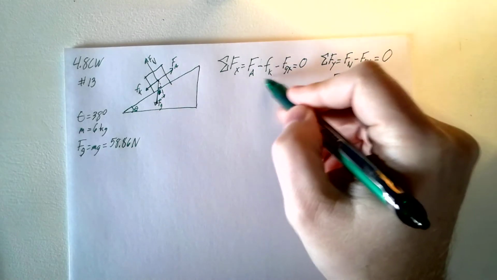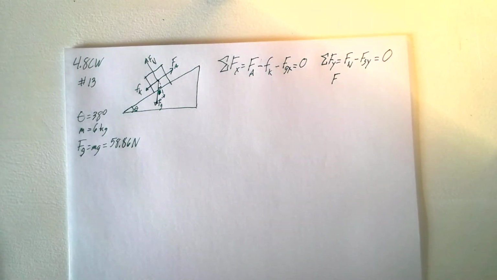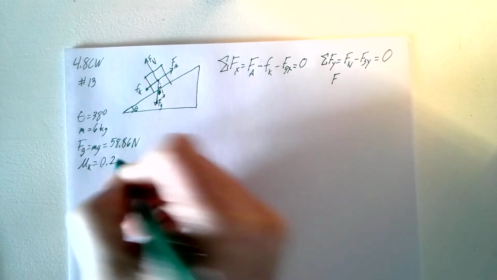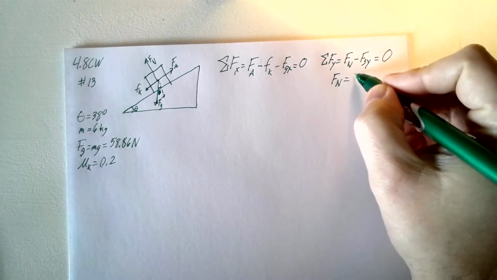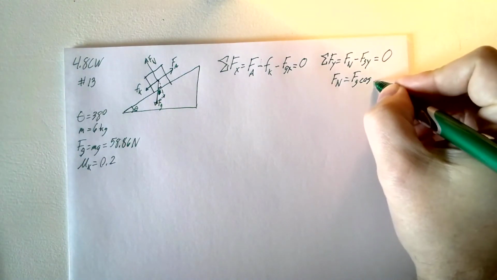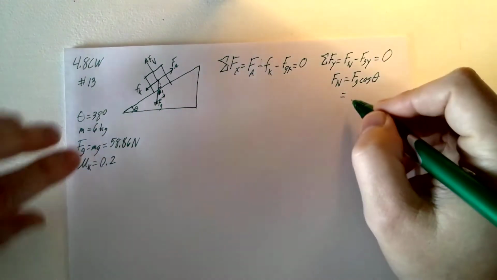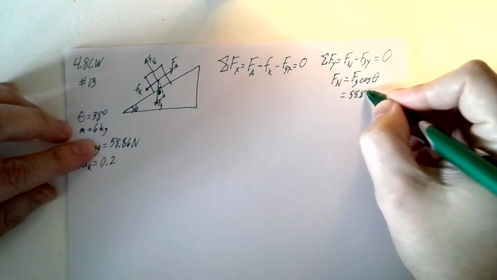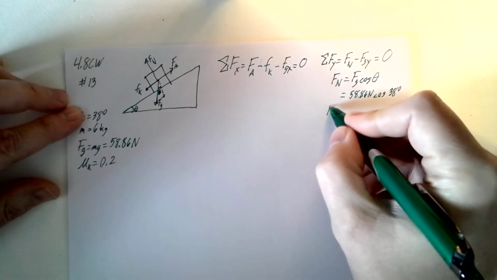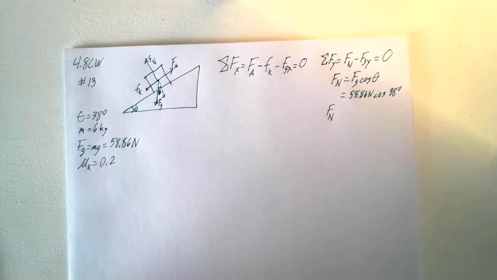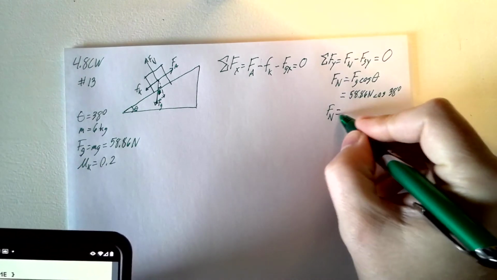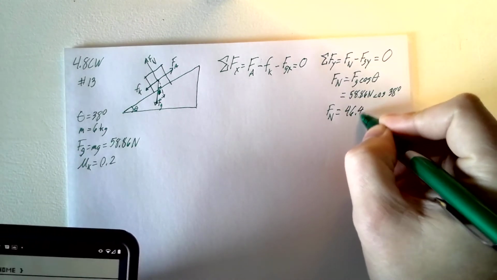So since we're dealing with friction here, and we have a coefficient of friction, I forgot to put that down, 0.2, we know we're going to need the normal force, which is Fg y, Fg cosine of the angle, our Fg 58.86 newtons, cosine of 38 degrees. We get a value for Fn of 46.4 newtons.